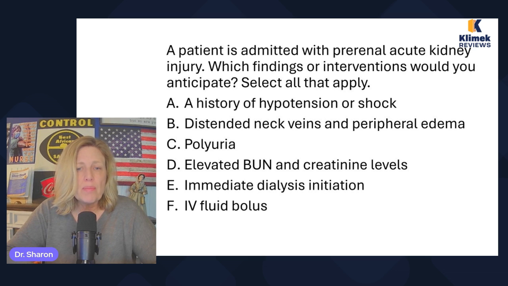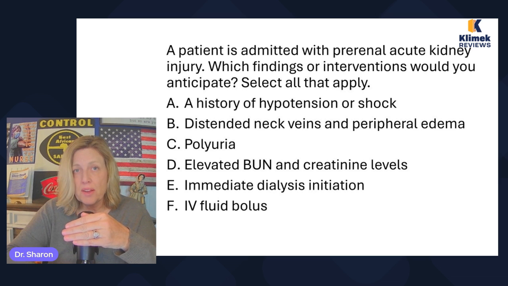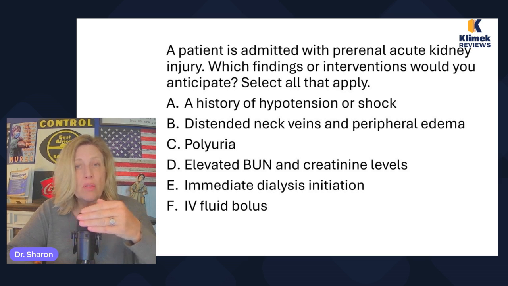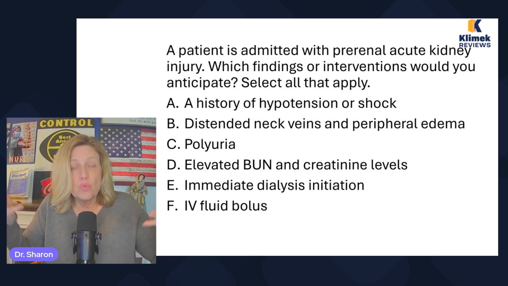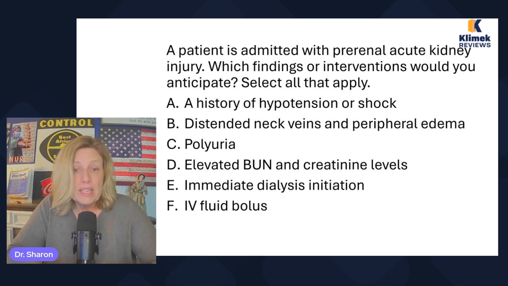Polyuria. Polyuria is increased urine output, so you would not expect that with acute kidney injury. That's the opposite of what you would expect. Elevated BUN and creatinine levels. You would expect elevated BUN and creatinine levels with an intrarenal kidney injury. However, you also would expect it with pre-renal, because if you have decreased blood flow to the kidneys, you're not going to be excreting the waste like you usually do because you're just not perfusing your kidneys. So it's going to build up in the blood, right? So the BUN and creatinine levels would go up. So that's a true statement.